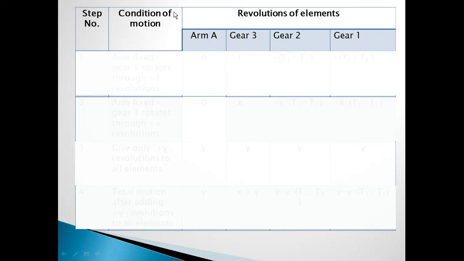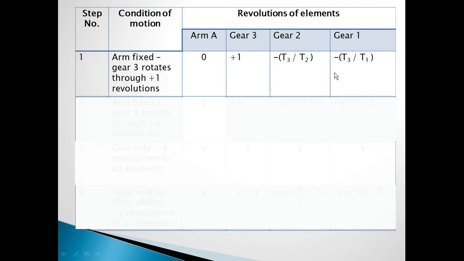After that, the condition of motion: how the motion will be carried out for the different types of element, and what will be the speed of that element. For arm A, what will be the speed under that condition, what will be the speed of gear 3, gear 2 and gear 1 respectively. Now first condition, step number 1: arm is fixed and gear 3 is rotating with plus 1 revolution, then speed of gear 2 will be minus T3 by T2 and speed of gear 1 will be minus T3 by T1.